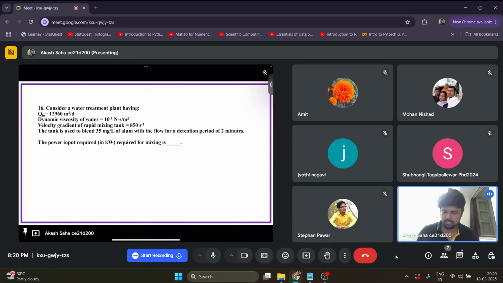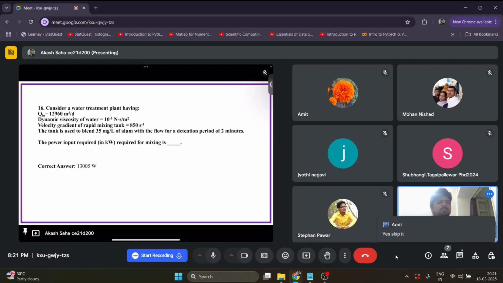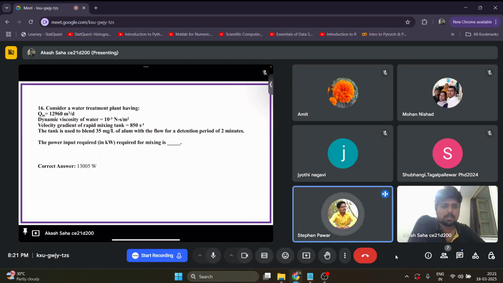Right, another numerical. Here they are asking with velocity gradient. Similar type of problem, but instead of the paddle configuration, they are asking the power in terms of the velocity gradient. So Q, viscosity, everything is needed. I think there is no point of solving it here directly. If you put P is equal to G square mu V, that previous formula, we will get the answer. Is it fine if I skip this problem or you want me to solve? Okay, I'm just skipping it. You can find out the answer and check with the result: 13005 watts. If any one of you wants me to solve it, I will solve it. No, sir. Okay.